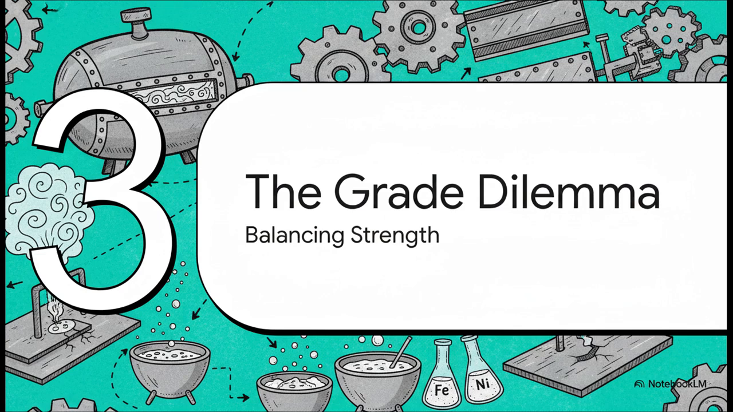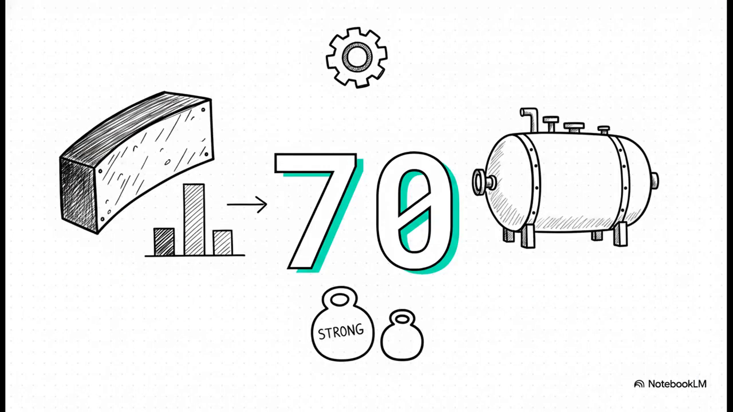Section 3. The grade dilemma. Balancing strength. Here's where the true art of mechanical engineering shines. It's not just about picking a material off a list, right? It's about navigating material selection and really understanding the critical trade-offs that happen when you slightly alter the spices in the metal's recipe. Within the SA 516 family of carbon steel plates, you'll most frequently encounter two numbers, grade 60 and grade 70.